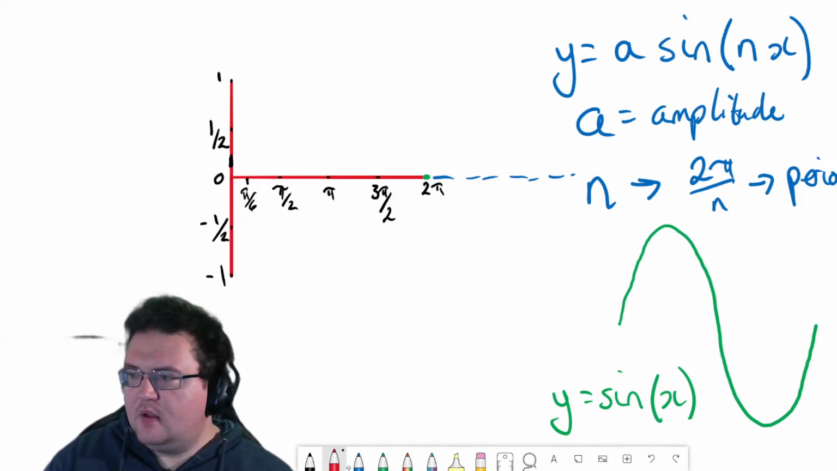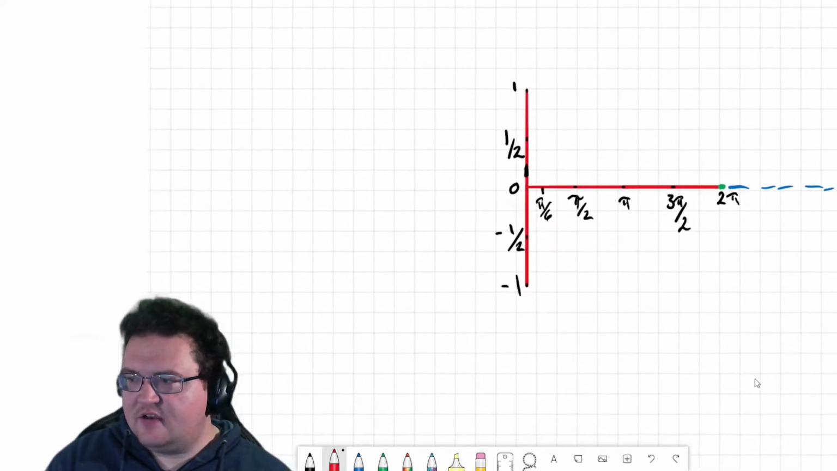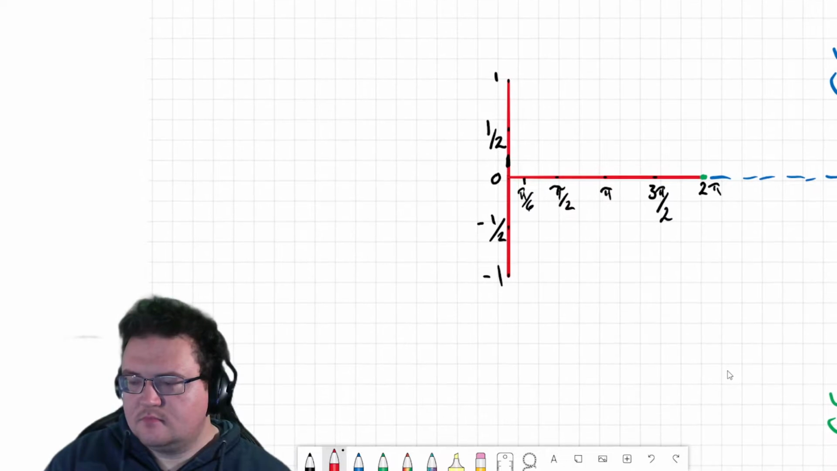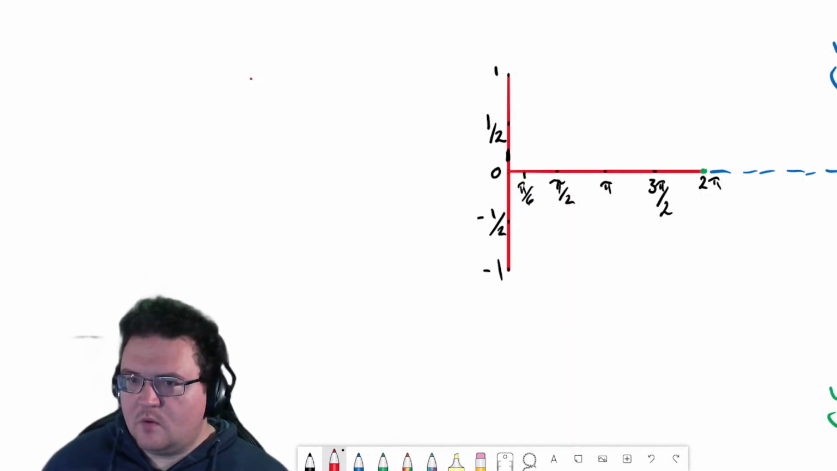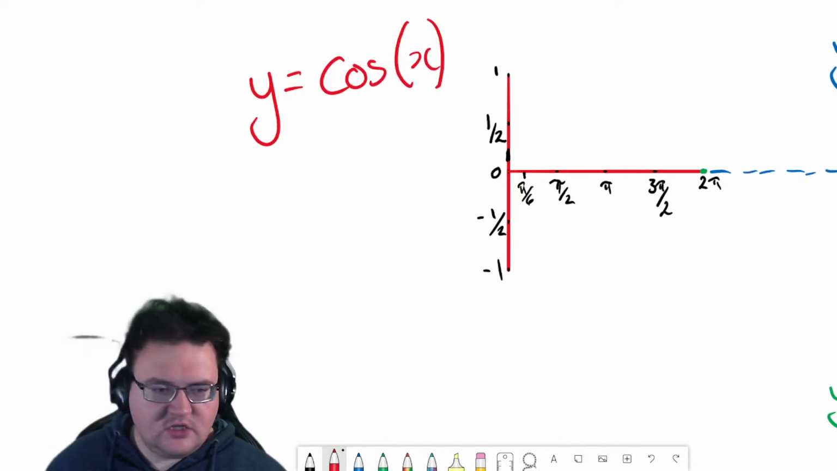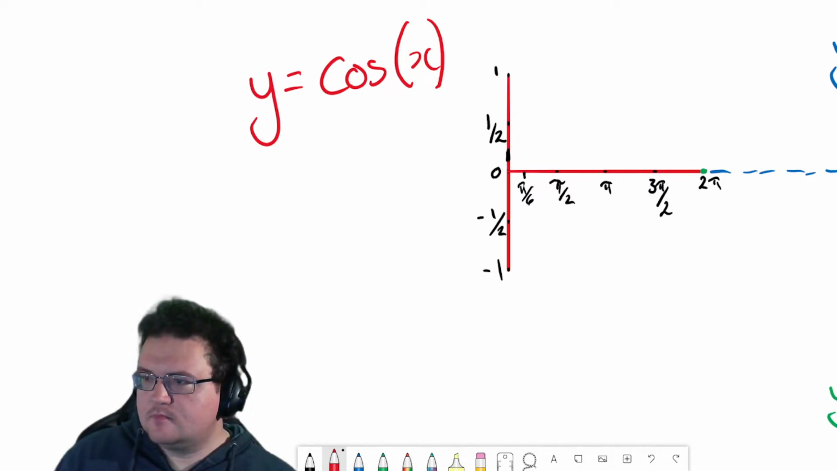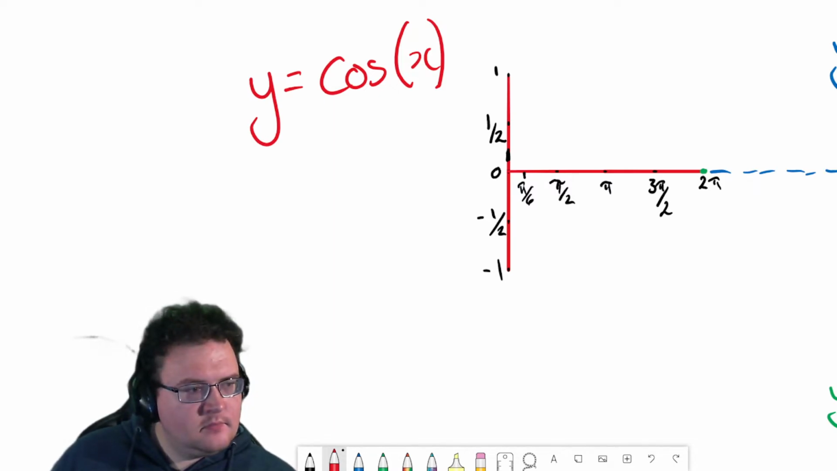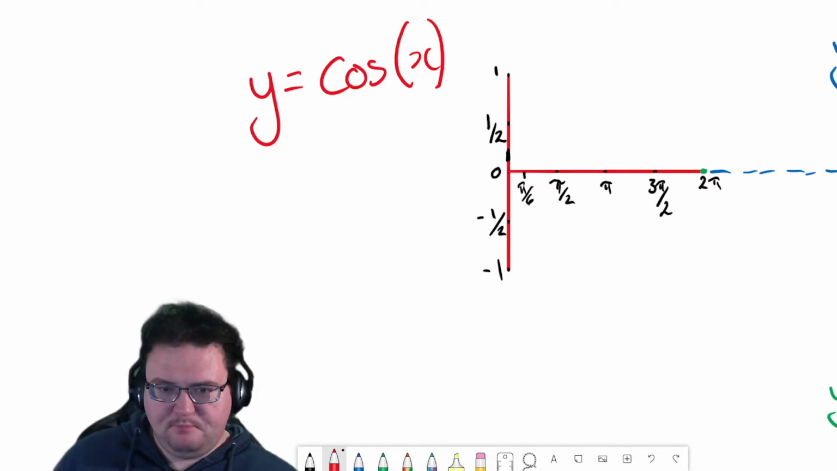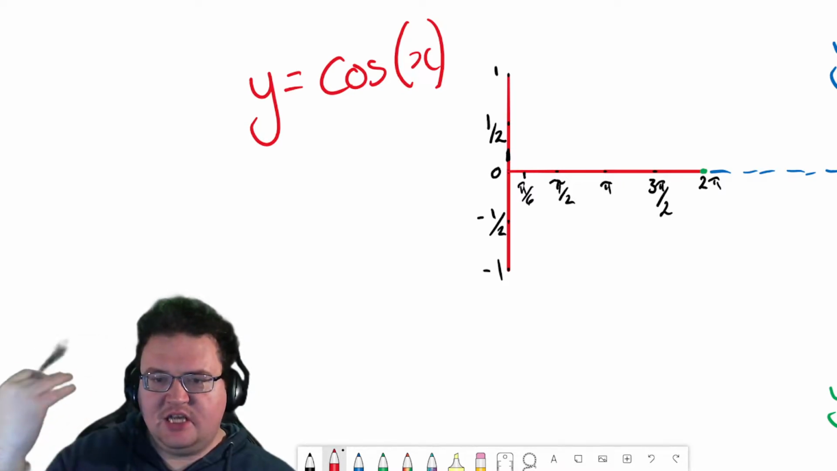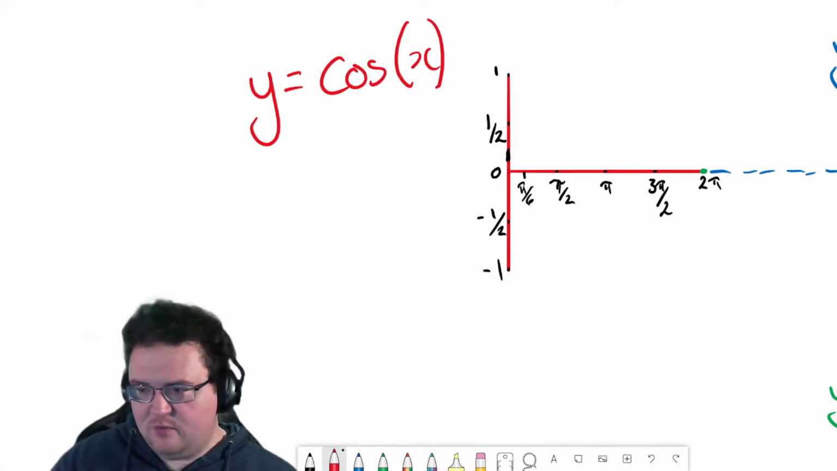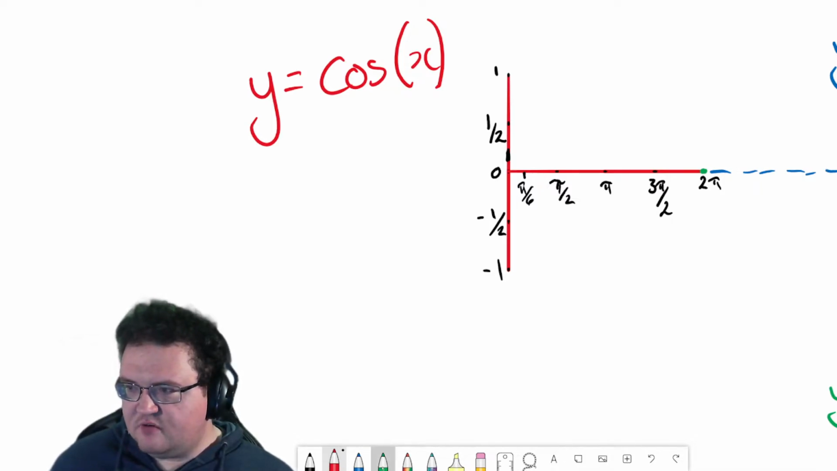So, thinking back to our exact values table, y equals cos of x. What is cos of 0? Cos of 0 is 1. Remember, if you go through the exact values table, cos starts at the other end and works backwards. So in this case here, cos of 0 starts all the way up at 1.